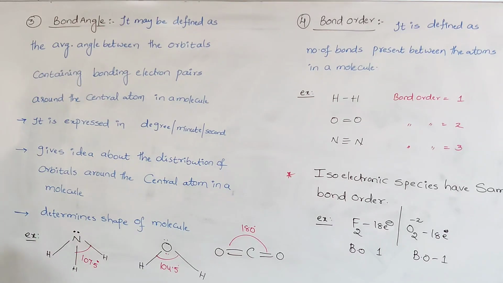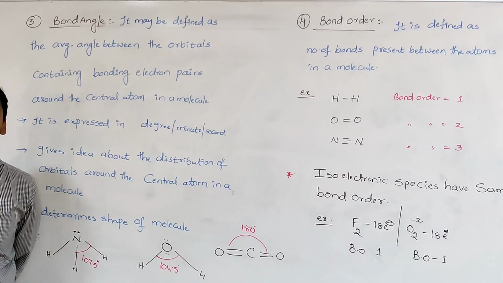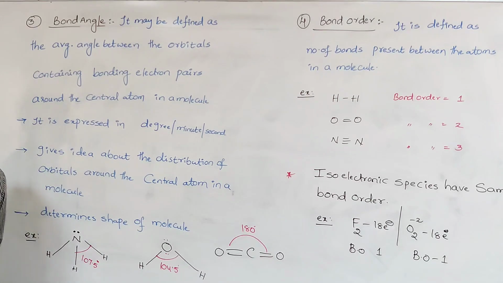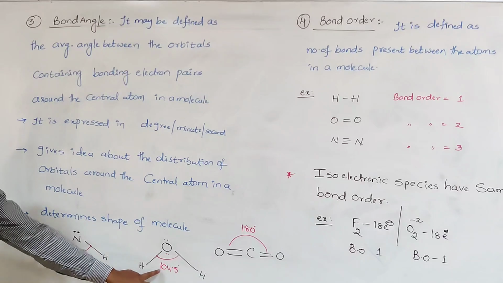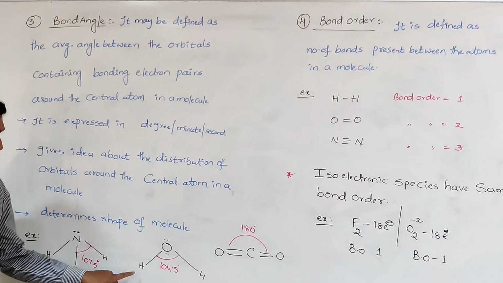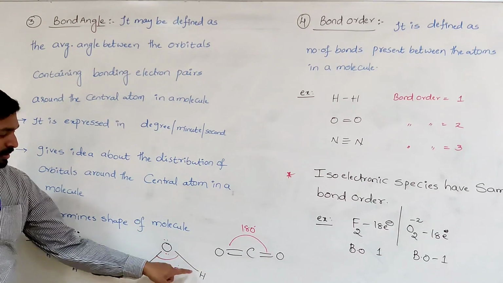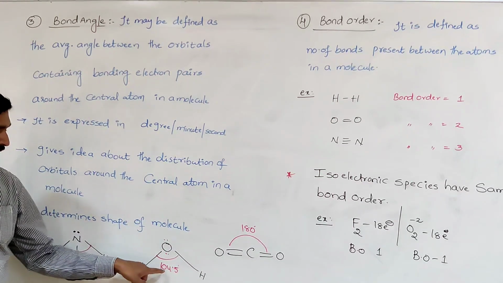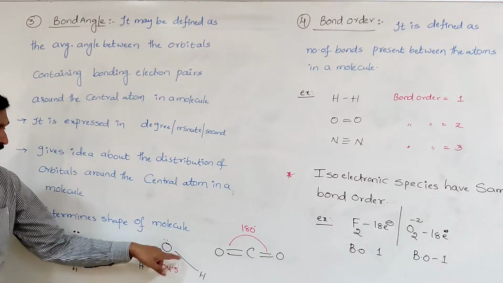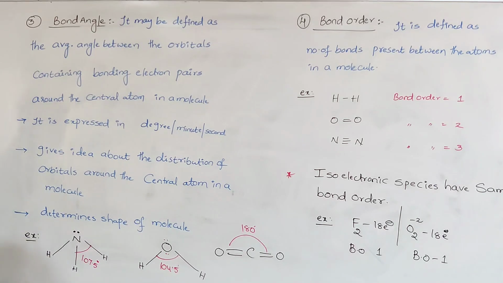For example, you know very well the water molecule. In the water molecule, the central atom is oxygen. Oxygen is linked to two hydrogen atoms. So that means two bonds are present. These two bonds are separated by an angle of 104.5 degrees. 104.5 degrees means they are in which shape? V shape. So the water molecule adopts a V shape.